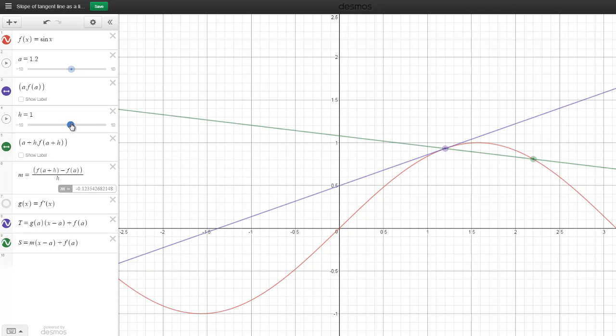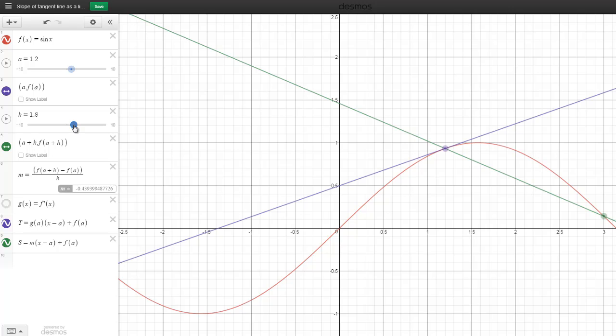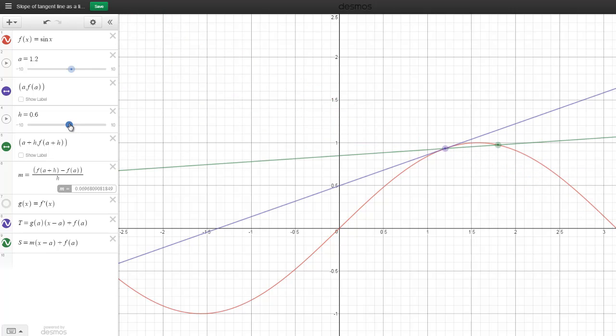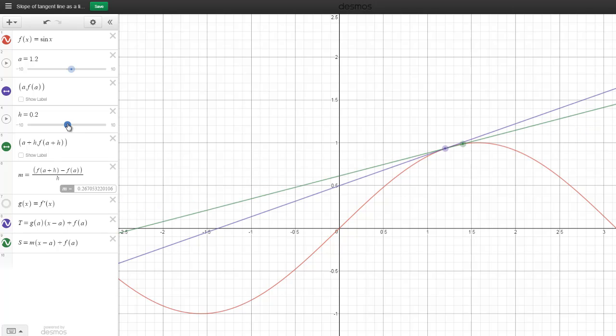Look what happens if I make h go a little bit bigger in the positive direction. Again, those two lines, my green secant and my purple tangent, look nothing alike. One has a positive slope, one has a negative slope. So h equals 2 right now. But as h, that is delta x, gets smaller and smaller, they become more similar until as h gets to be 0, as the limit approaches 0, they're actually the same. The secant line and the tangent line coincide.